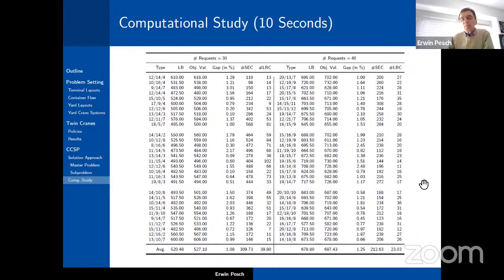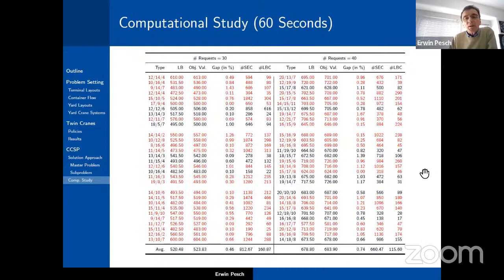And then we were wondering what would happen if we added a little bit of time, and we said, okay, what happens in a minute? So in a minute, the following happens. All values in red are improvements to the values that you saw on the previous slide with 10 seconds. So these red values are improvements. The black values are the same.